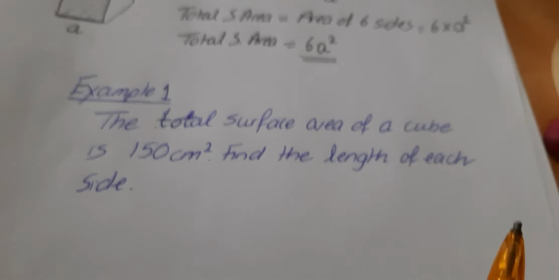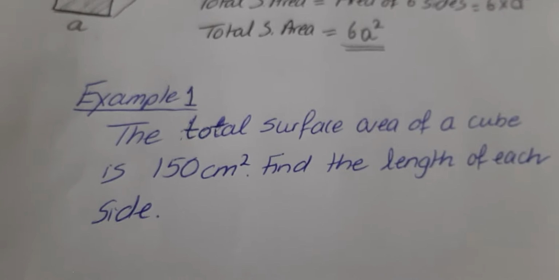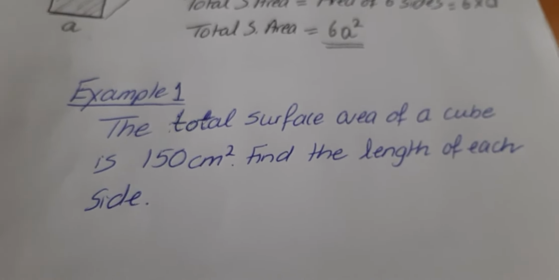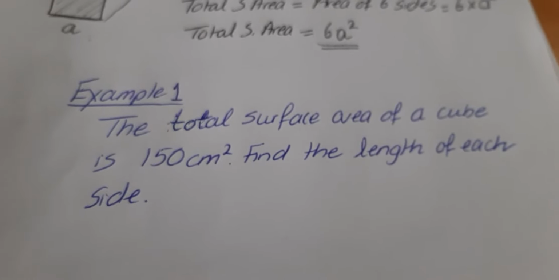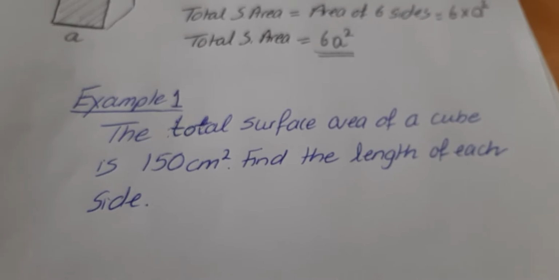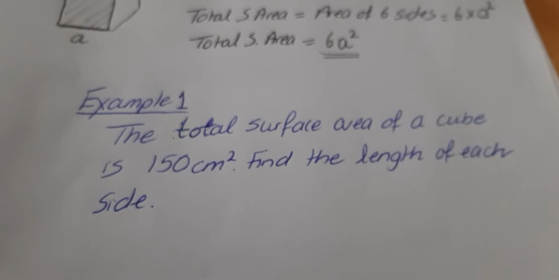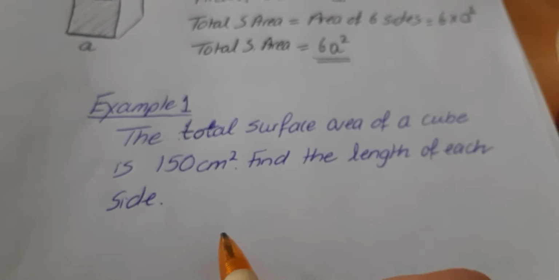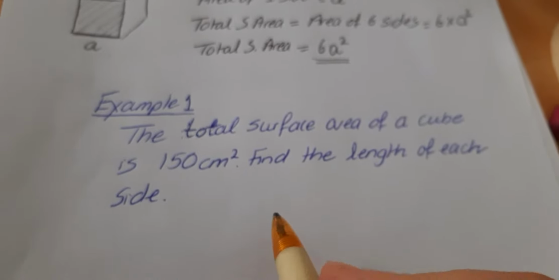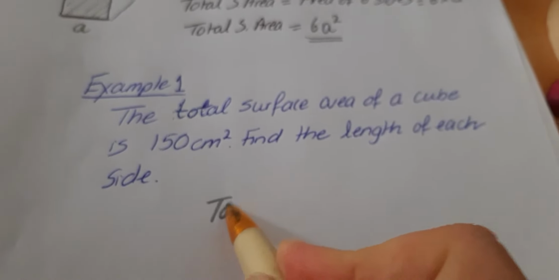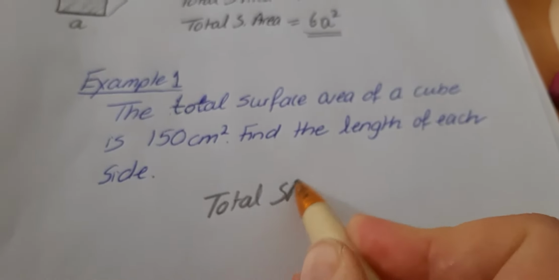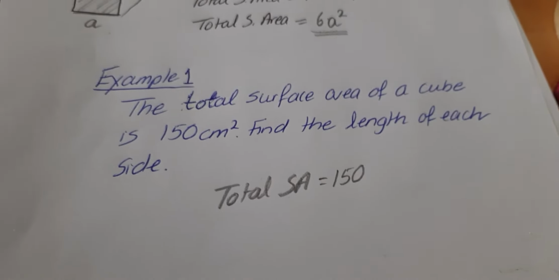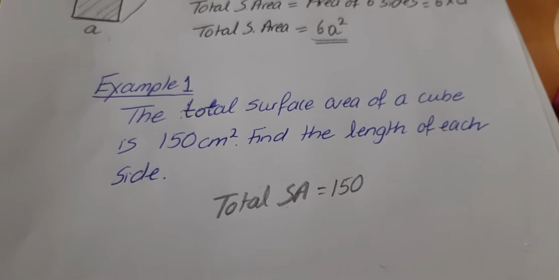Okay, so let's look at this example. In this example, they're telling us that the total surface area of a cube is 150 centimeters squared. So in this case, they've given us the surface area, and they're asking us to find the length of the side. So we know the full area of the outside. The total surface area, they've said, is 150. And they want us to find one side.